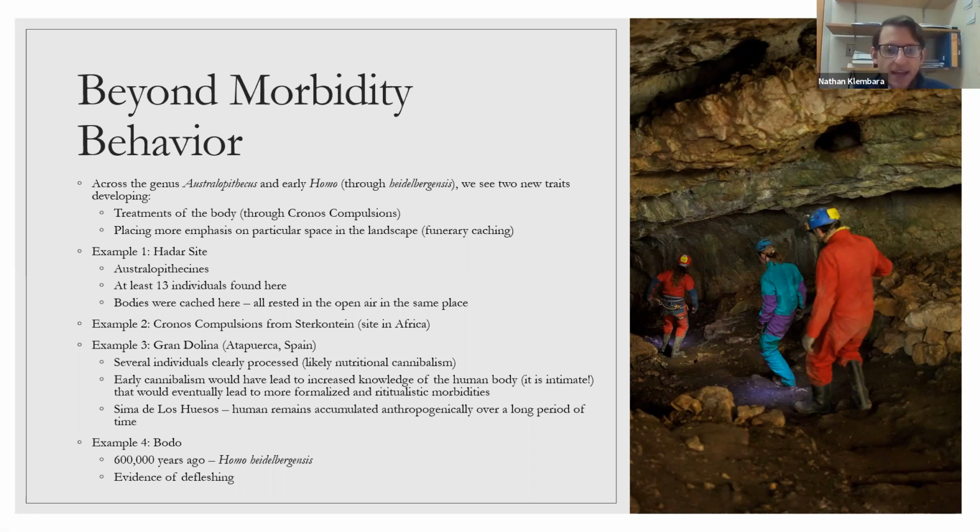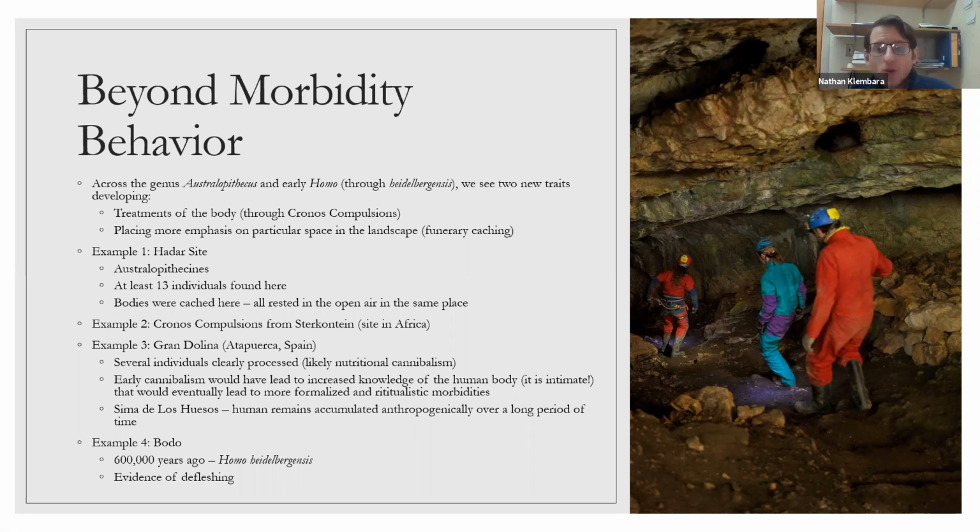Second, at the early hominin Australopithecus site of Sterkfontein in Africa, we have evidence of cannibalism and cut marks. At Gran Dolina, this is Atapuerca, which we talked about earlier, the earliest site that we have in Europe, we also have evidence of cut marks. Several individuals were clearly processed, and this is likely nutritional cannibalism. There's likely a time where there was not a lot of food available for whatever environmental reason, and they had to turn to cannibalism to eat.